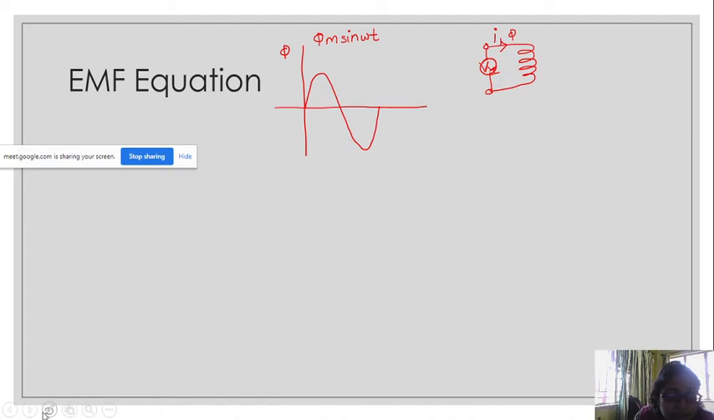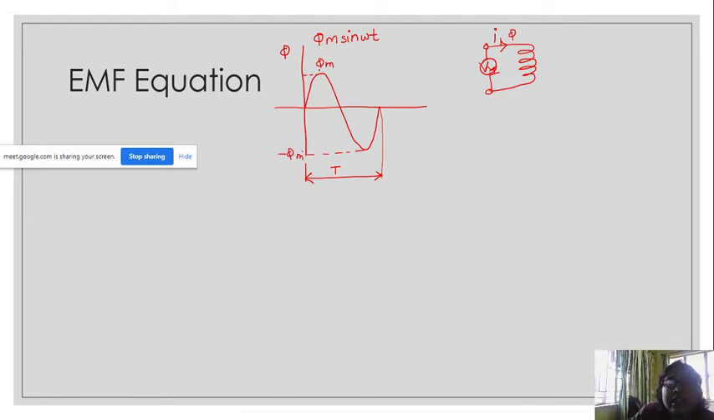So what is the amount of flux? I am assuming it is an instantaneous value, and assuming this is the maximum value phi m, and this is the minimum value, so this is minus phi m. We know it is a periodic waveform and this is a single phase. So I can assume that the whole time is time period T, right?